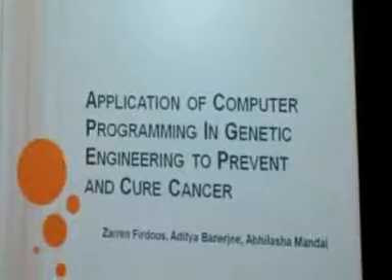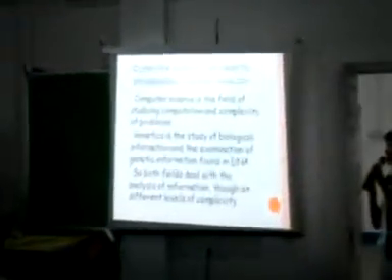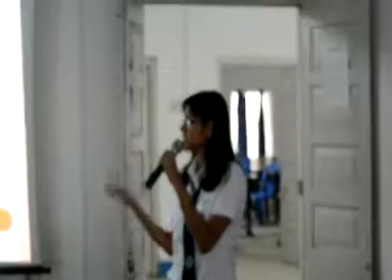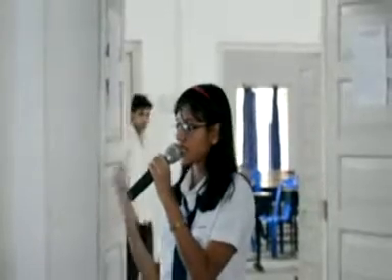So our topic is how we can apply computer programming in genetic engineering to prevent and cure cancer. Computer science and genetics are pretty much analogous because they both deal with the analysis of information. But the level of complexity is different, because in computer science we use binaries, which is 0 and 1, and that is much less complicated than the information found in our DNA.